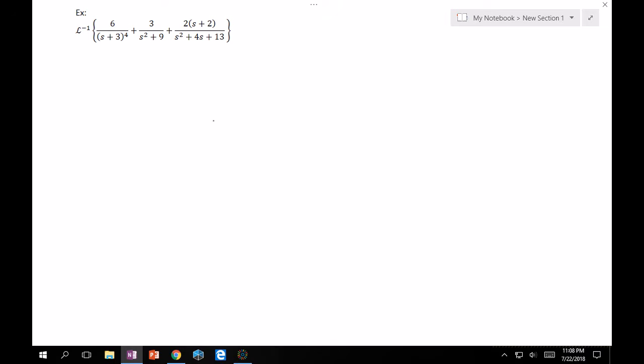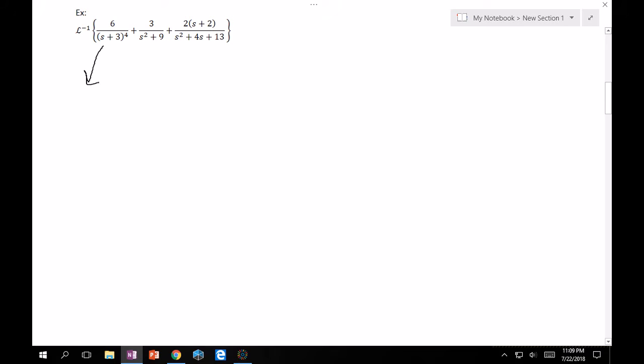Now, the first one looks kind of like what we just did. The second one looks like a sine of 3t, probably. And then the third one is where, okay, what do we do here, right? So let's tackle this one by one, because of linearity, we can do this separately.